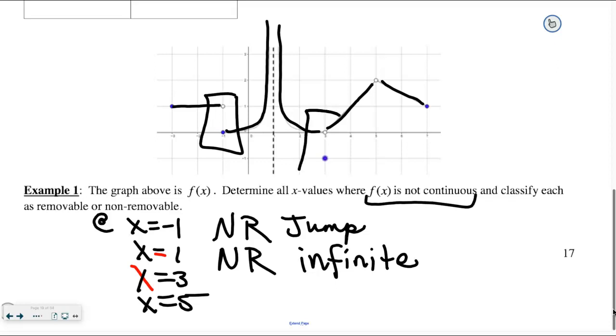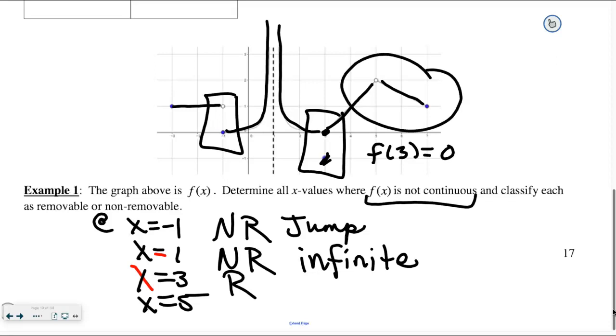How about here at 3? Removable or non-removable? Removable. And if I told Cole to remove it, he would just say one statement. He would say f of 3 equals 0. That's my one statement, my 1 point I'm going to redeclare, right? And that would be like plugging that one. So that one's removable. How about at x equals 5? Removable or non-removable? Removable. I can make one statement. F of 5 equals 2. Pluggable. All right? So easy when it's graphical.